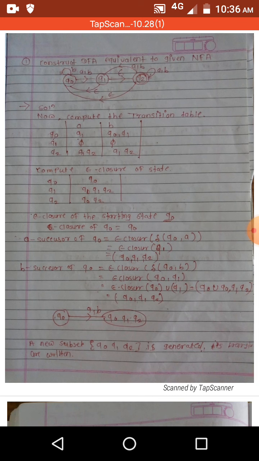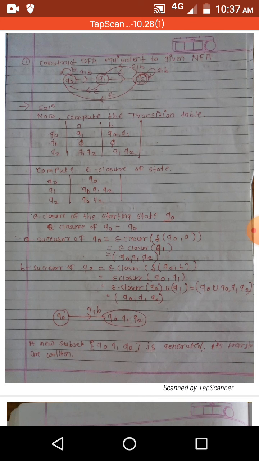Now first we compute our epsilon closure. Q0 applies epsilon, and the given state is also in its own epsilon closure. The epsilon closure of Q0 is firstly Q0, then we check our example: Q0 has no epsilon transition, so the epsilon closure is Q0. Next state is Q1: its epsilon closure is firstly itself, that means Q1.